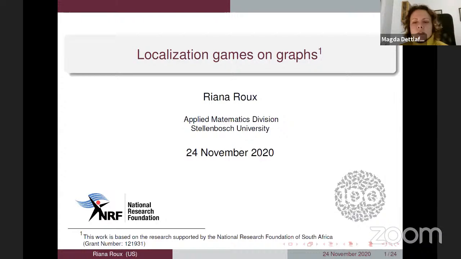Today, Riana is going to talk about some variant of a well-known problem. It's a game of cops and robbers. Here, in this case, the robber is invisible and the cop just has to locate the robber. So this game is called a localization game on graphs. So I invite all of you to listen to the talk of Riana Roux about localization game on graphs.